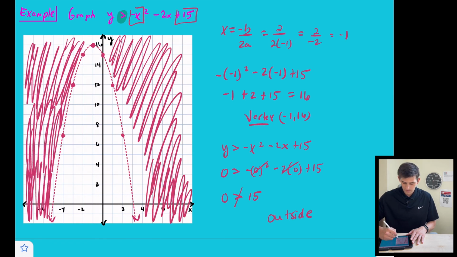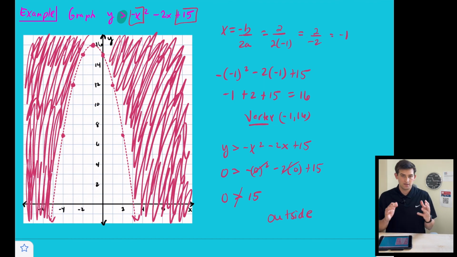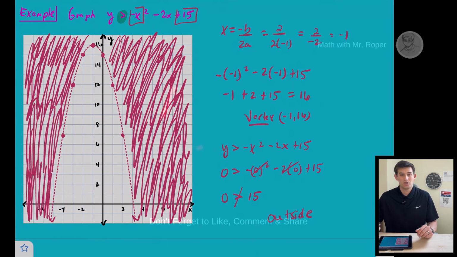Just remember with inequalities, when we're graphing in a coordinate plane, there's going to be some shading involved, and that can be a helpful reminder so that we make sure we graph the correct inequality. And that's how you can graph a quadratic inequality.